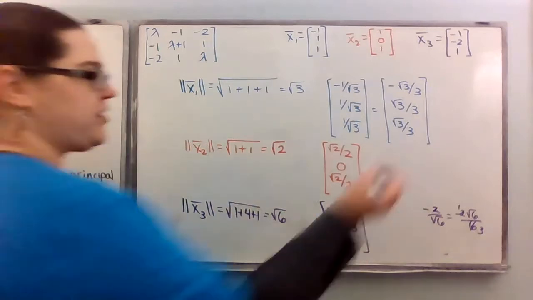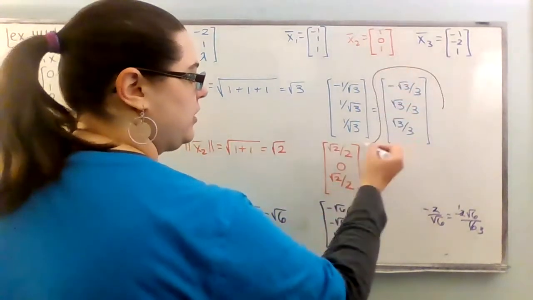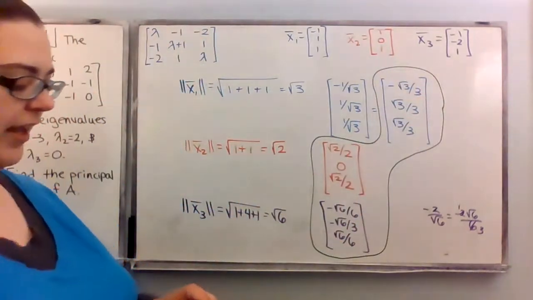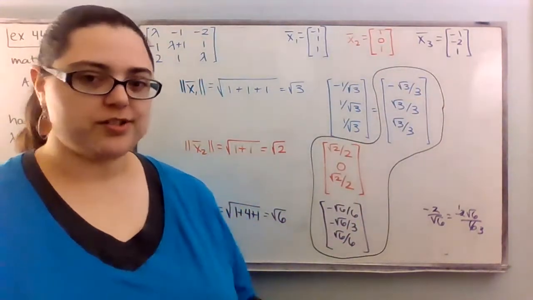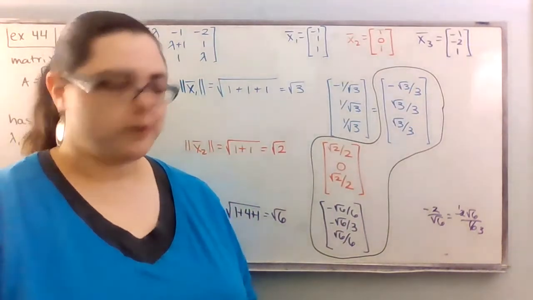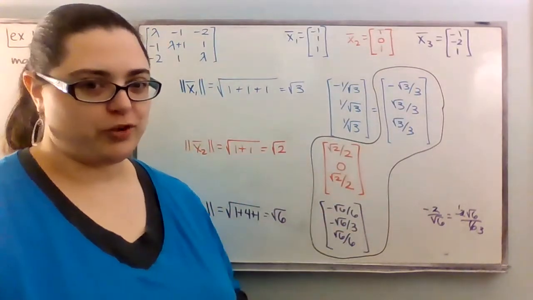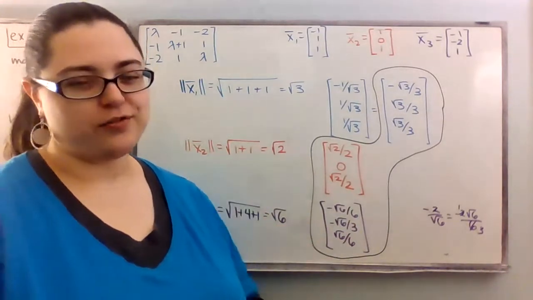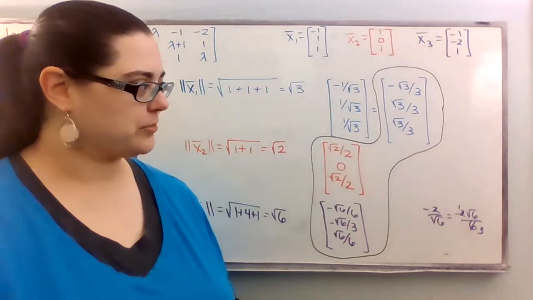So these three vectors are a collection of orthonormal vectors. Their norms are all 1, and they are each orthogonal to each other. You can check that on your own if you wish. And so these are going to form our principal axes for our matrix A.